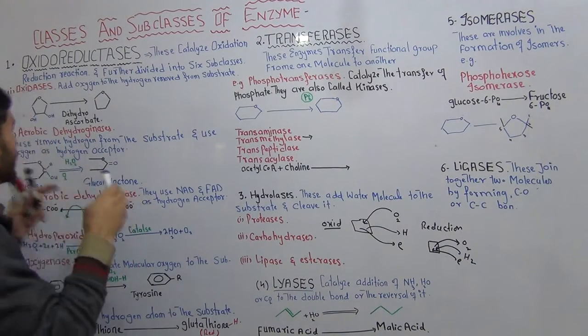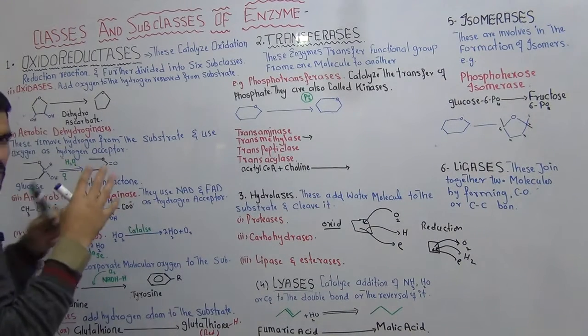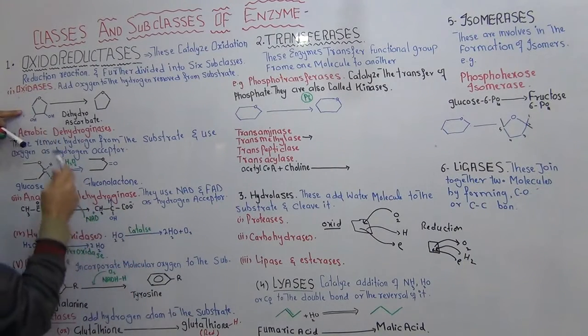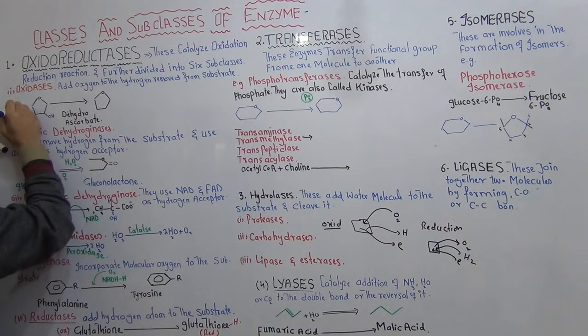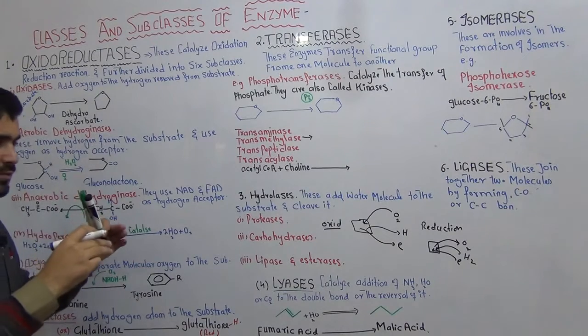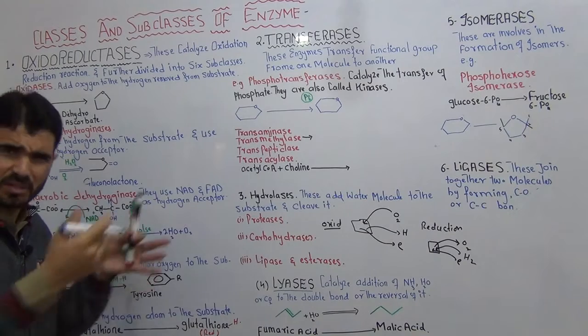Into hydrogen removed from the substrate. Look, this is a substrate. You just don't focus much on the structure. This is just a substrate, and it is called ascorbic acid or ascorbate. I have not written the complete structure of ascorbate, and today's topic is not about the structure of ascorbate.